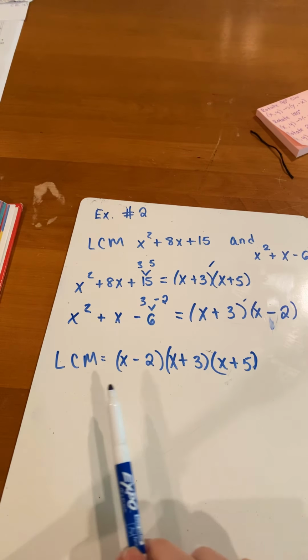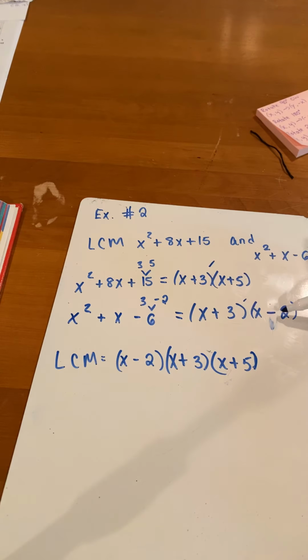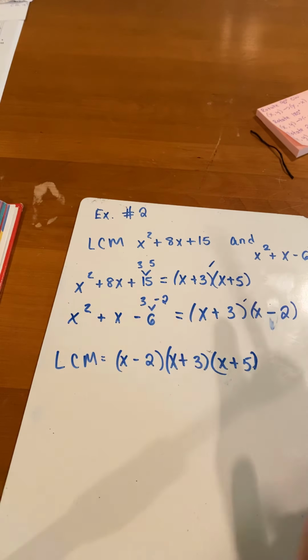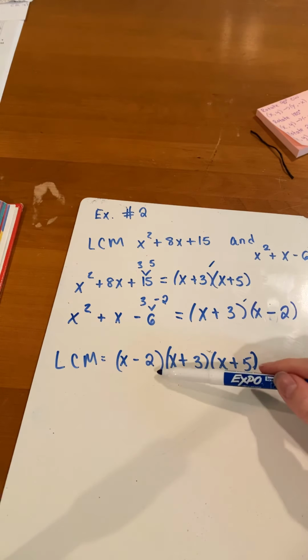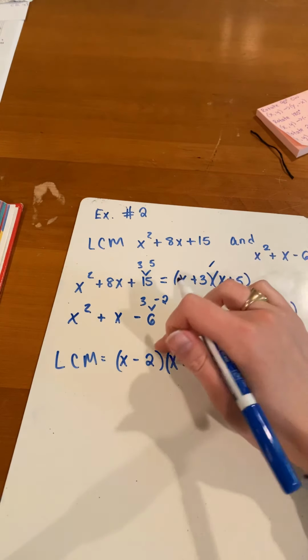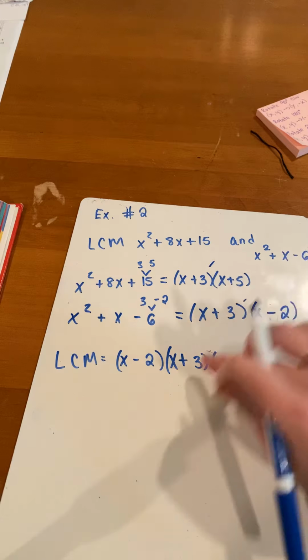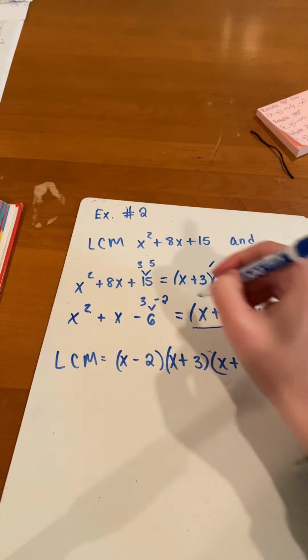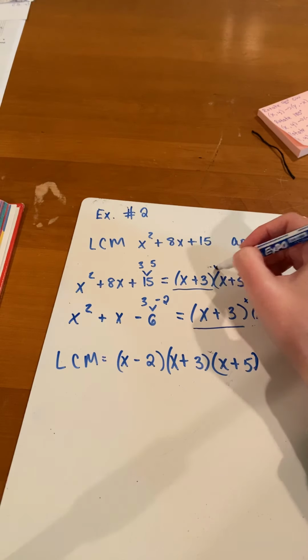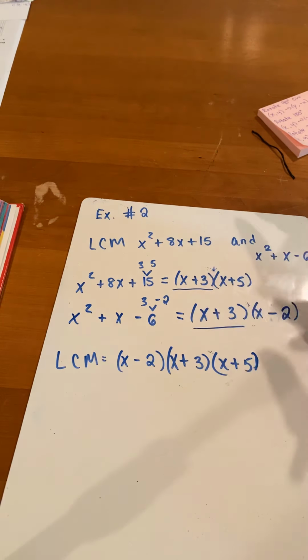So we've listed each of our unique factors: x minus 2, x plus 3, x plus 5. And now we go through each individual line and say what is the greatest number of times each one of these is expressed. So if we look at x minus 2, that only appears in this bottom line. It only appears to a power of 1, so we just have 1 x minus 2. Next we have x plus 3, and that appears in both of our polynomials, but both times it only appears to a power of 1. So which is the greatest exponent? Well, it's still only to a power of 1, so we have x plus 3.